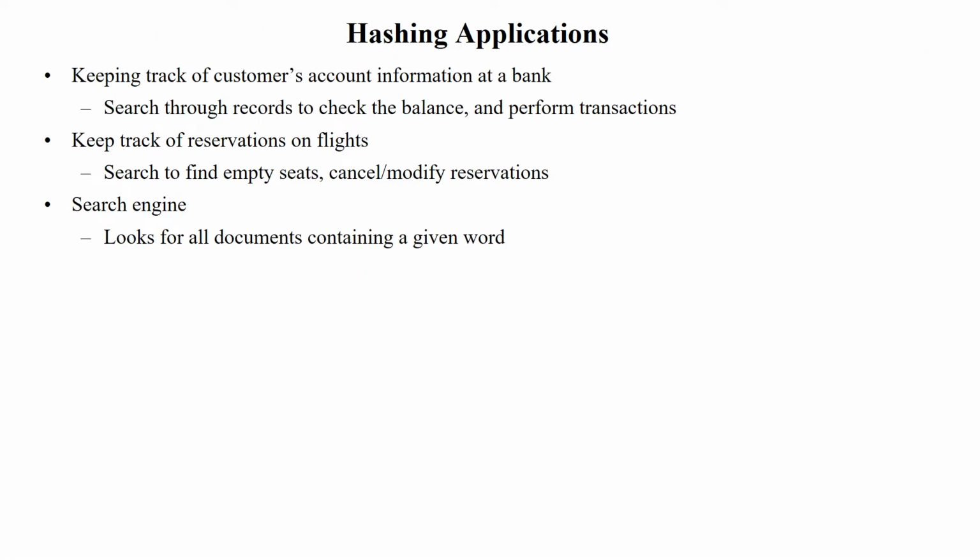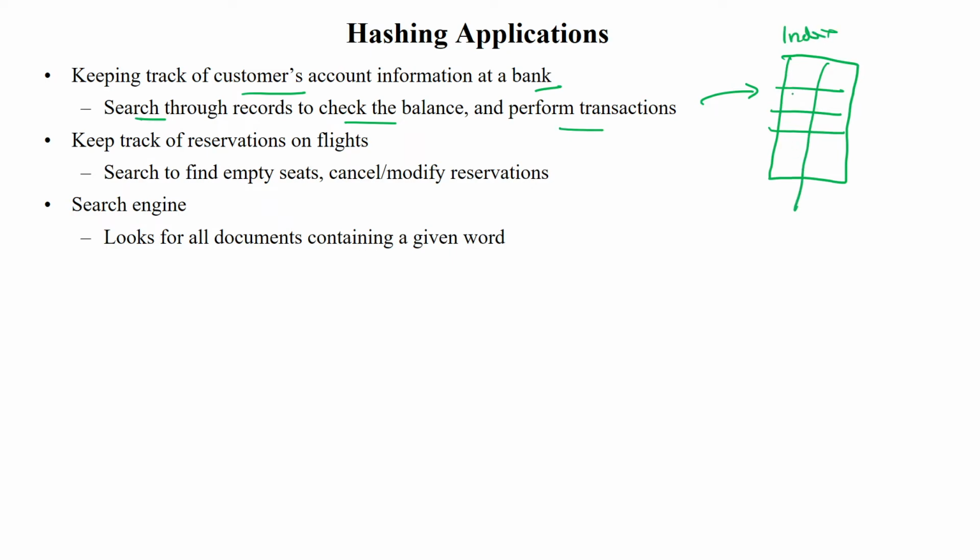Hashing can be applied to track customers' account information in banking transactions. Here, we search the records to check the balance and perform online transactions, withdrawal or deposit. For that, we will use the hashing function to access that particular account of the bank. So here the index will be used as the account number.